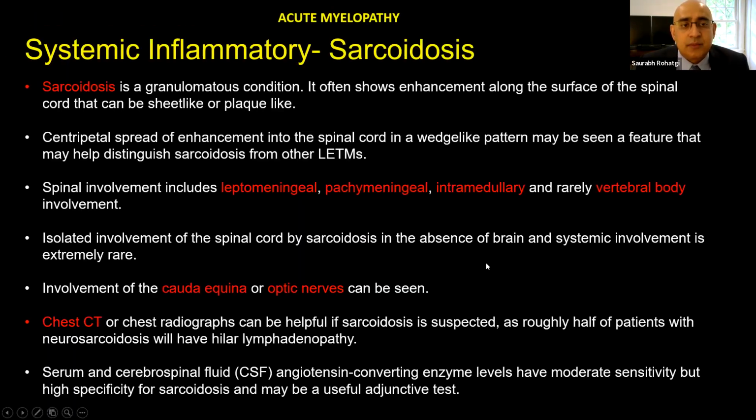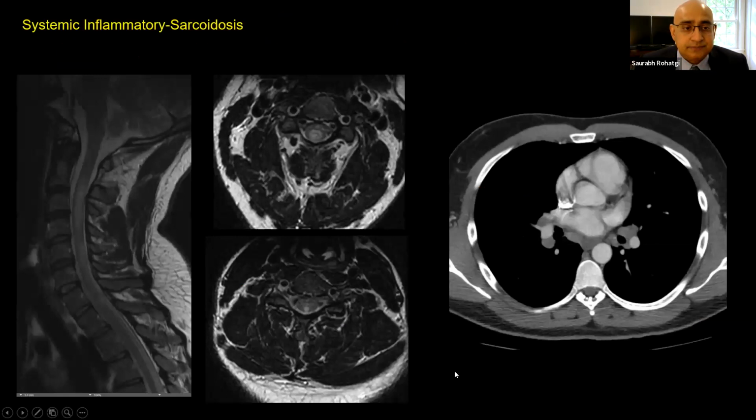Sarcoidosis is a granulomatous condition where you can have centripetal patterns of enhancement, and spinal cord involvement can mimic anything. They can have leptomeningeal, pachymeningeal, intramedullary, and rarely vertebral body involvement. You can have involvement of the choroid, minor, of the optic nerves. What is useful in these cases is to get a chest CT, and roughly half of patients with neurosarcoidosis will have hilar adenopathy. Serum and CSF angiotensin converting enzyme levels also have high specificity for sarcoidosis.